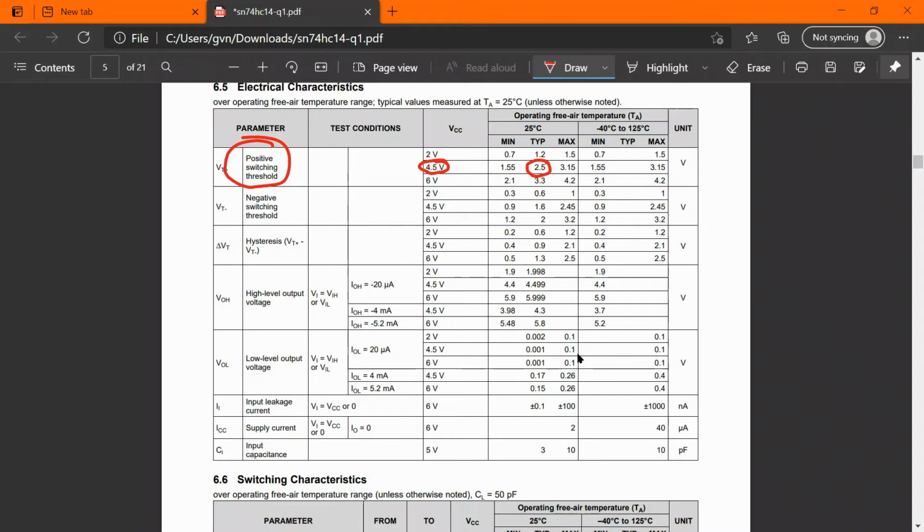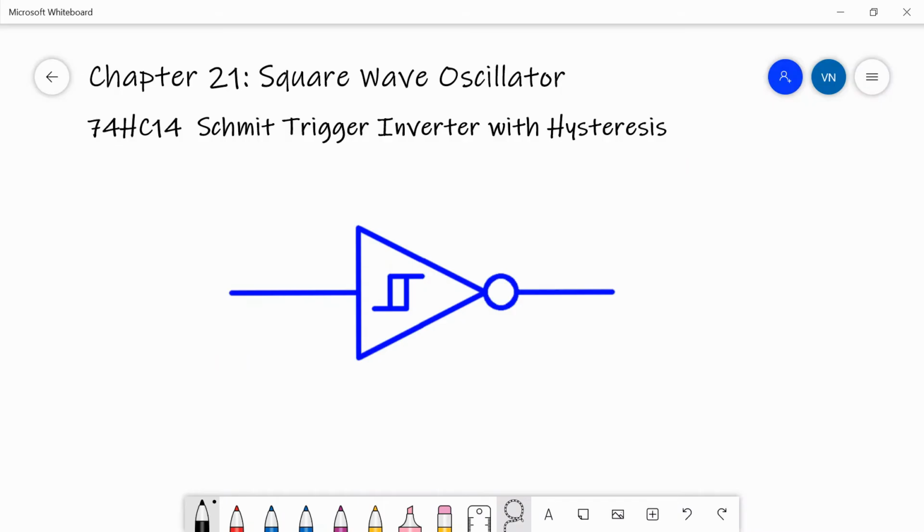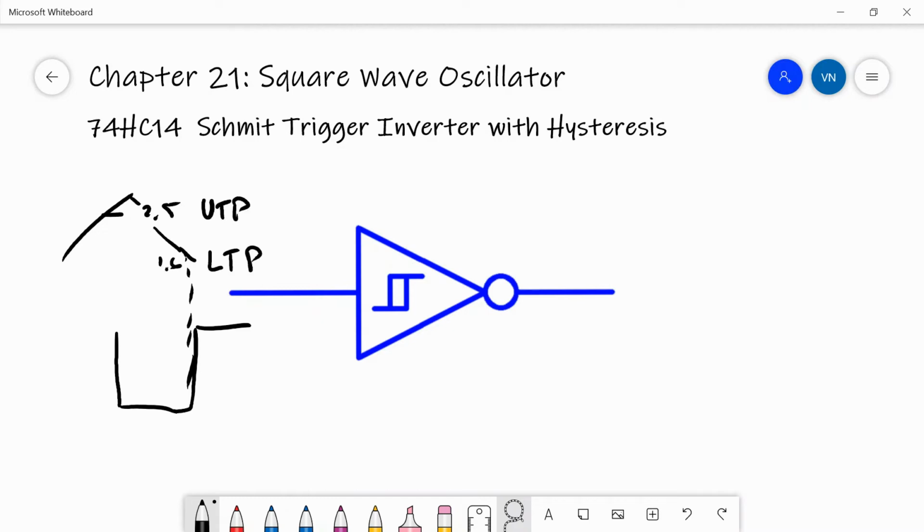So on the forward going edge, it'll go low when the input is 2.5 volts, and then the negative switching threshold, when the input is going low, when it goes below 1.6 volts, then the output will go back high again. So on the rising edge, when the input hits 2.5 volts, the output will go low. And when the input goes down to less than 1.6 volts, the output will go back high again. When we looked at these with inverters in chapter 20, this was known as the upper trip point, and this was known as the lower trip point.